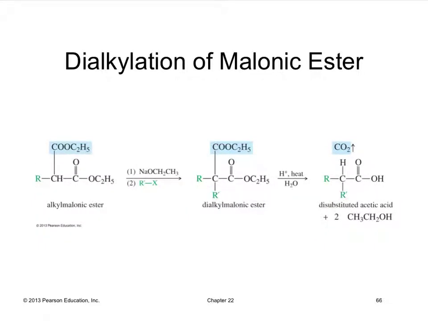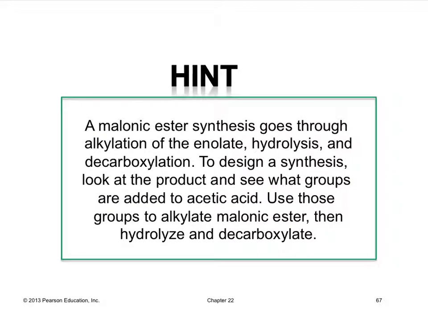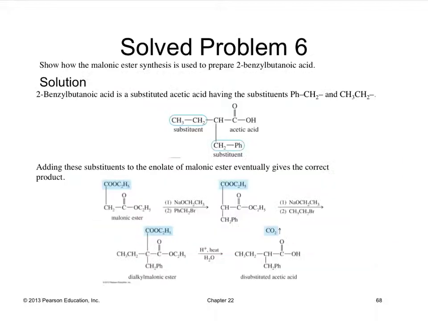Now you can envision that you can undergo another substitution, so you can take that alkyl malonic ester, right, and then you can react it with sodium ethoxide, alkyl halide. This will then undergo another addition, and then under heat and acid and water, this will decarboxylate. So malonic ester synthesis goes through alkylation of an enolate, hydrolysis, and decarboxylation. To design a synthesis, you want to look at the product and see what groups are added to the acetic acid. Use those groups to alkylate malonic ester and then hydrolyze and decarboxylate.